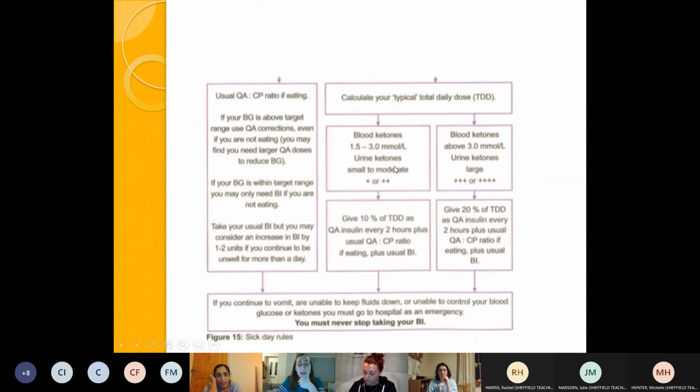These are the type 1s that are already on insulin. We can work out our PRN dose based on their total daily dose, which is their long-acting insulins plus their short-acting insulins over a 24-hour period. We can give them 10% of the total daily dose every 2 hours until the ketones clear and the blood glucose improves. When the blood ketones start getting over 3, obviously, then we need to be doing VBGs and things like that and treating DKA if they're in DKA.